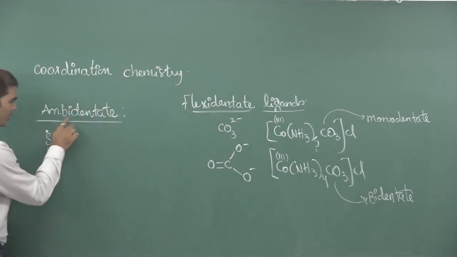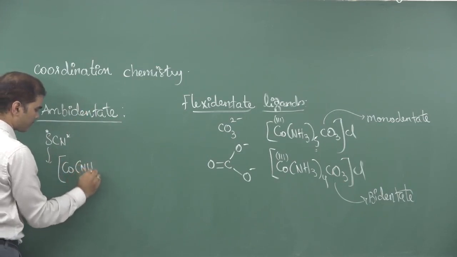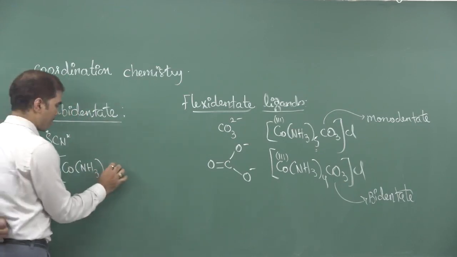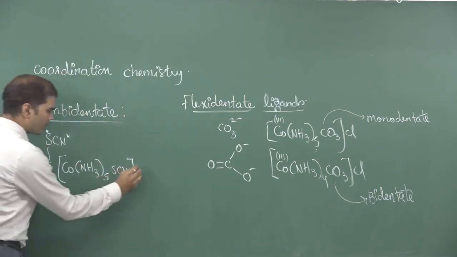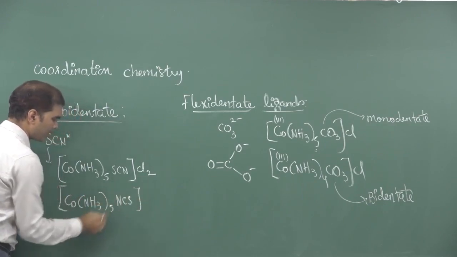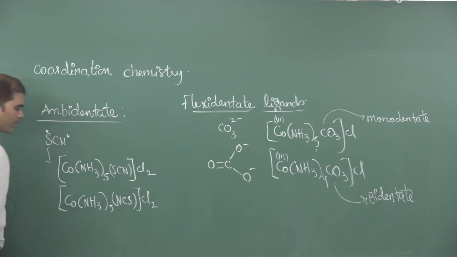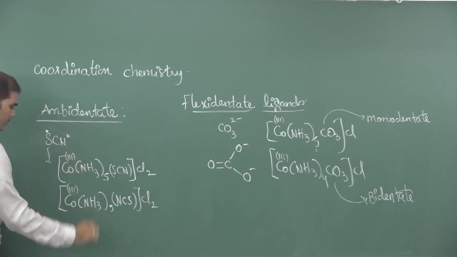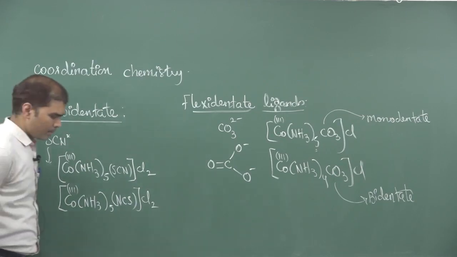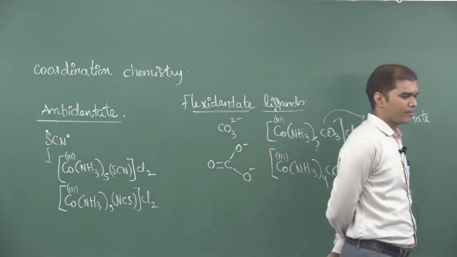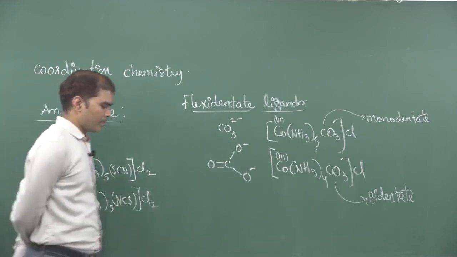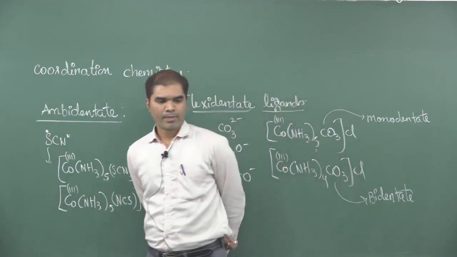So just note the points about these two. First you write ambidentate ligand. It is a ligand with more than one binding site, but at any given point of time, only one of the donor atoms binds to the metal.